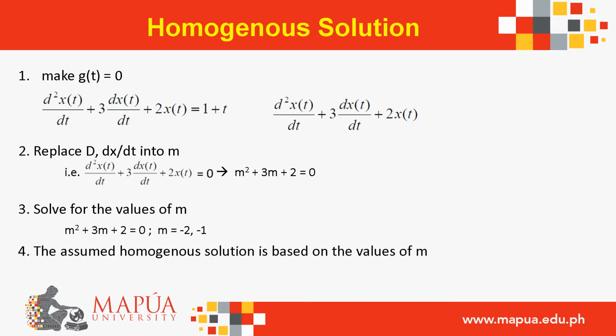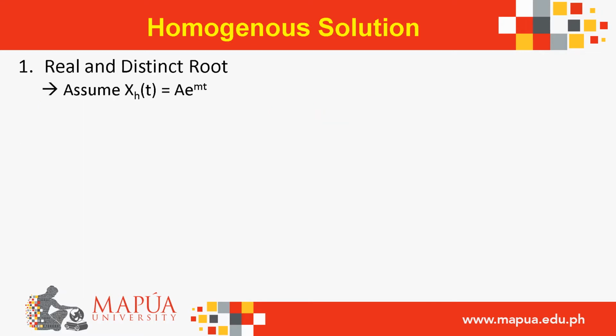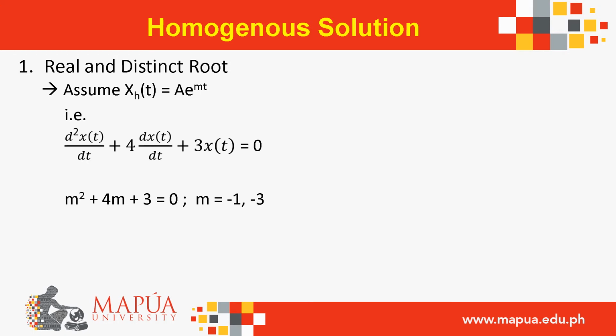The assumed homogeneous solution is based on the values of m, whereas m is equal to -2 and -1. If the roots of the solutions obtained are real and distinct, we must assume that x_h(t) = a e^(mt). Given the equation x'' + 4x' + 3x = 0 and m equal to -1 and -3, the homogeneous solution will be a1 e^(-t) + a2 e^(-3t), plugging the values of m into the assumed form.